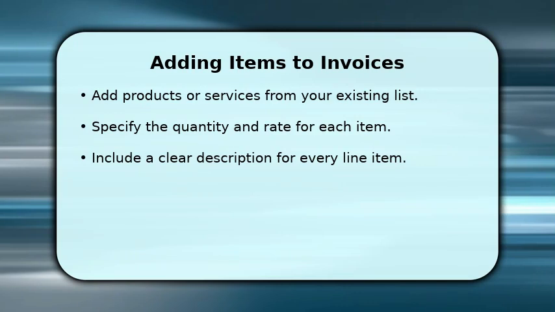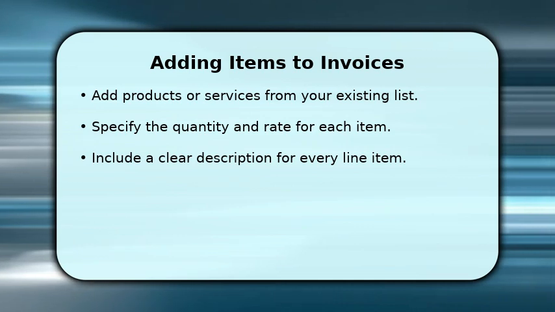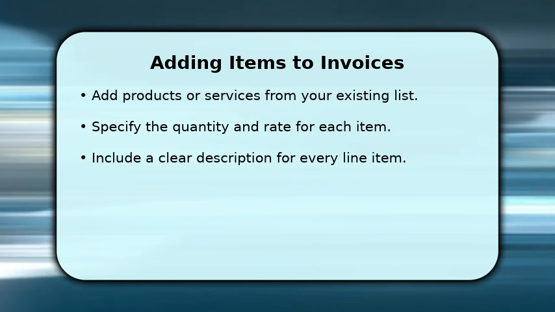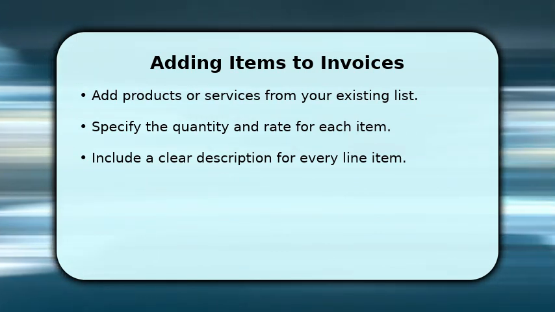Once your basic invoice details are set, it's time to add the items you're billing for. You can quickly select products or services from your existing inventory list. For each item, specify the correct quantity and the agreed-upon rate. Remember to include a clear, concise description for every line item so your customer understands exactly what they are paying for.